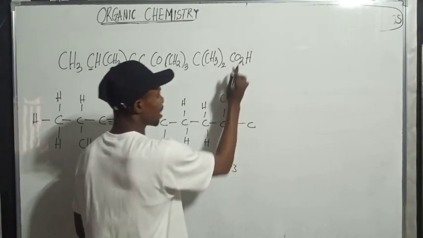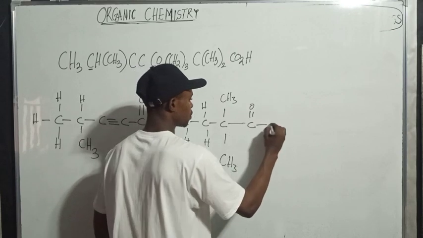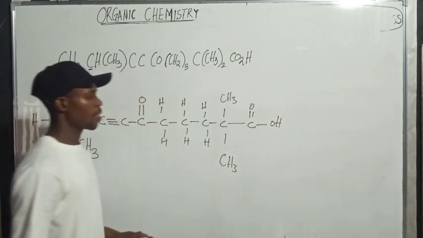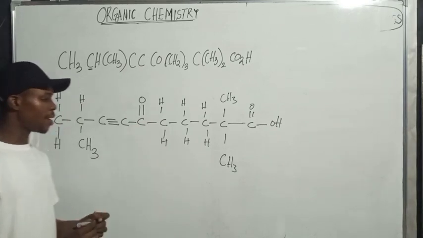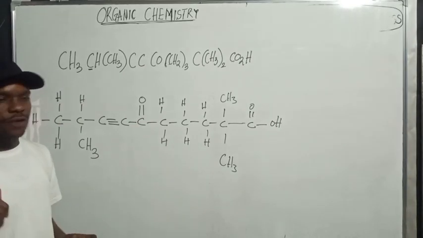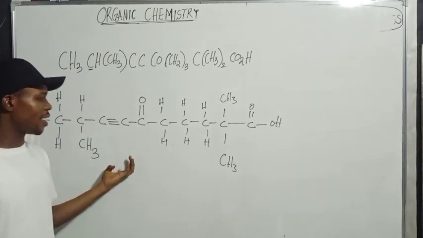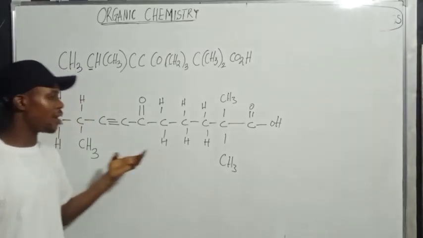Then this one is a carboxylic acid functional group. It's okay. So this is called the condensed formula. This is called the fully displayed formula. So I want you guys to do something for me. How many pi bonds do we have here? How many sigma bonds do we have here?